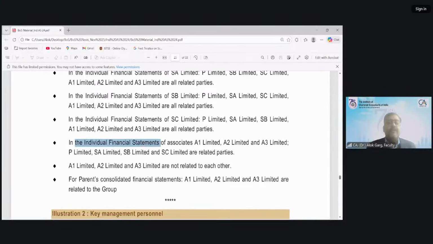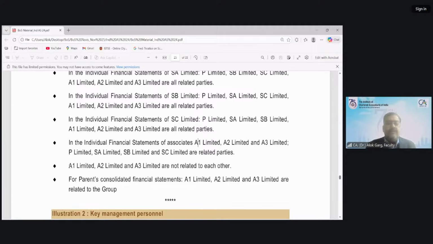In the individual financial statement of associate A1, for A1, the parent P is a related party. Subsidiaries SA, SB and SC are related parties, and the other associates A2 and A3 are also related parties, right? Right? Yes, sir.